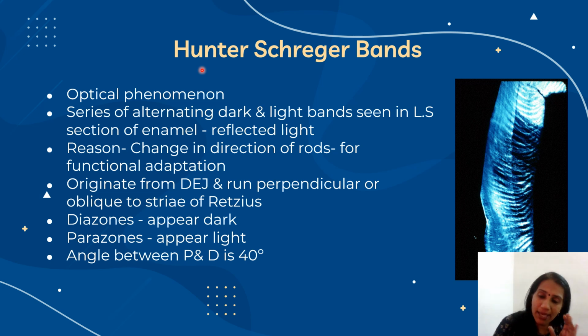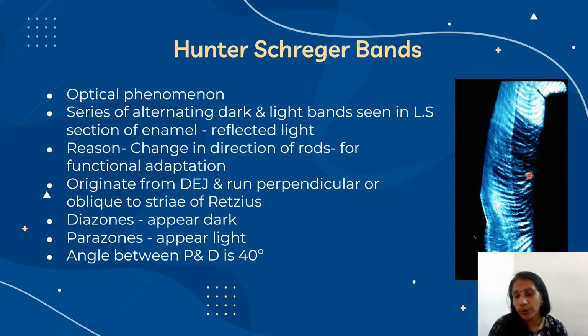Now, the Hunter-Schreger band is basically the enamel rod itself, and you know that enamel rods have a tendency for reflective property. So this brings about an optical phenomenon. The Hunter-Schreger band is produced as an optical phenomenon, and what you see is a series of alternating black and white color bands. If you look at this picture, it's very clear. You can see white bands and black bands, alternately arranged, and this is seen under reflected light.